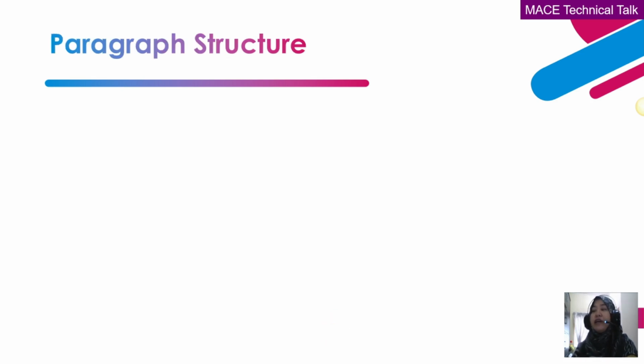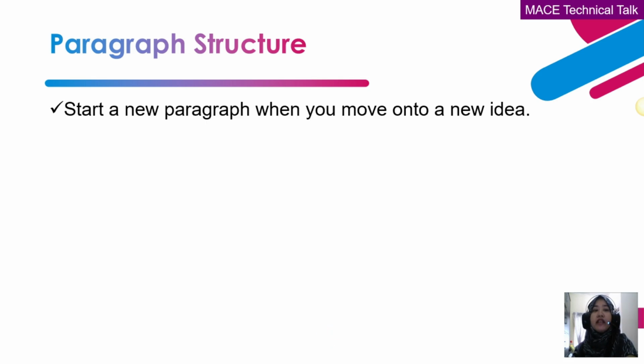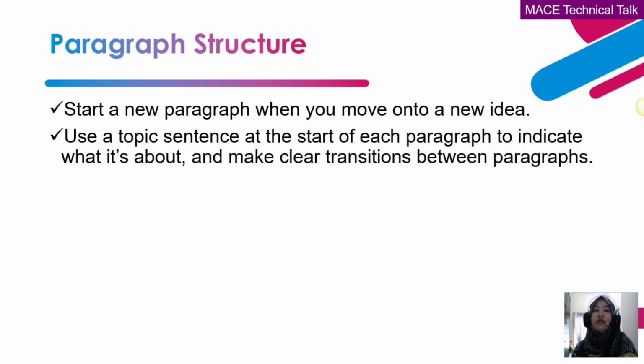And then in the paragraph structure, you have to start a new paragraph with a new idea. When you move to a new paragraph, you must move on to a new idea. Do not discuss the same idea in a different paragraph. Use a topic sentence at the start of each paragraph to indicate what it is about and make clear transitions between the paragraphs.